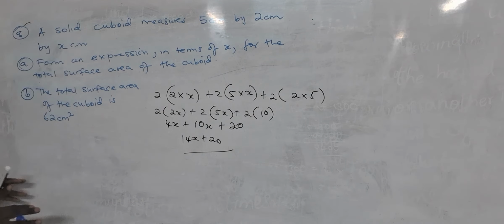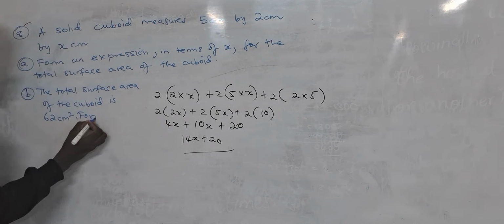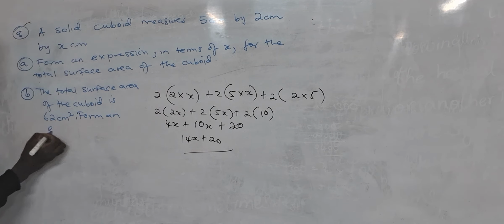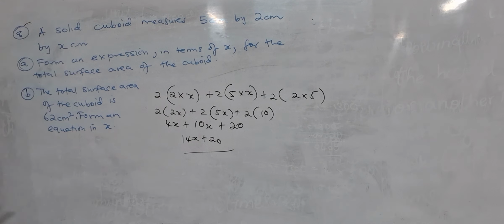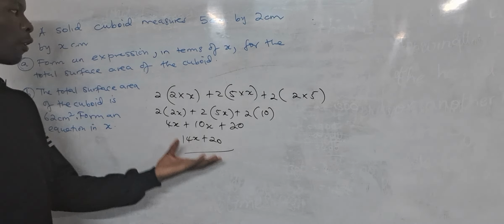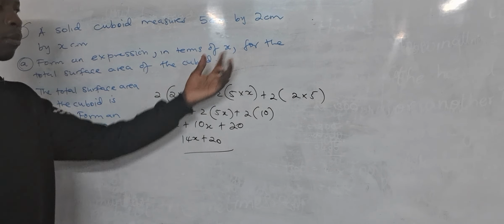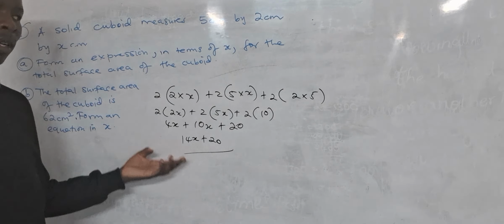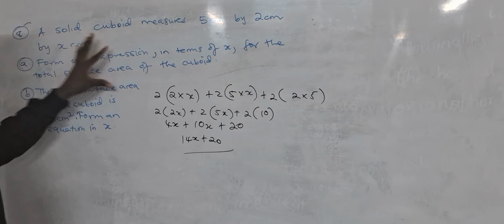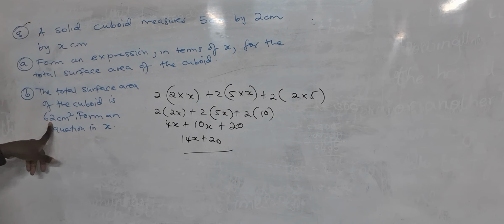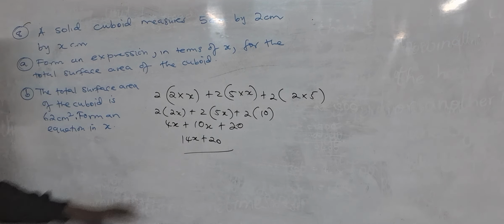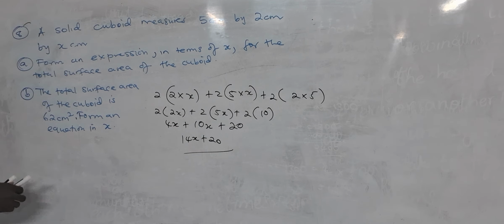You are supposed to form an equation in x. This is a 1-mark question. This is the total surface area of the cuboid in terms of x. We got this expression in the previous part of this question. Now they are saying the total surface area is given. This is the numerical value of the total surface area. Now they are supposed to form an equation.